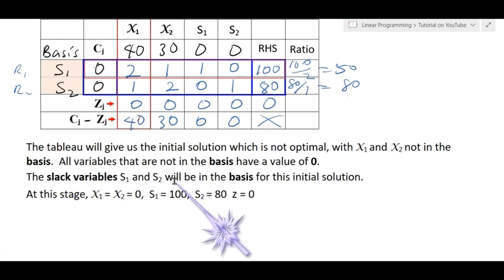The tableau will give us the initial solution, which is not optimal, with x1 and x2 not in the basis. You can see x1, x2, they are not in the basis. All variables that are not in the basis have a value of 0. The slack variables S1 and S2 will be in the basis for the initial solution. At this stage, x1 is equal to x2 equal to 0, and s1 is equal to 100, and s2 is equal to 80, and at the same time, the objective function, which is z, is 0. That is at the initial tableau.